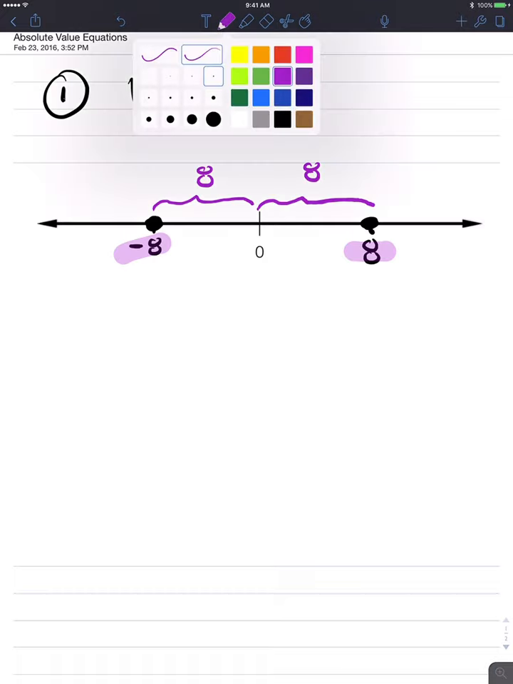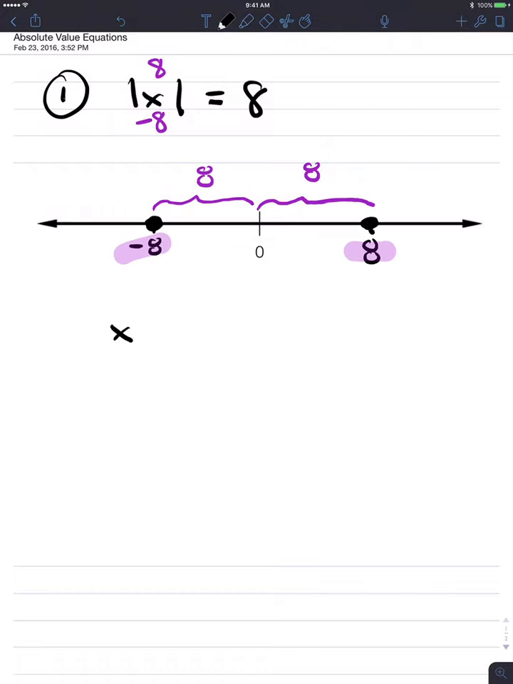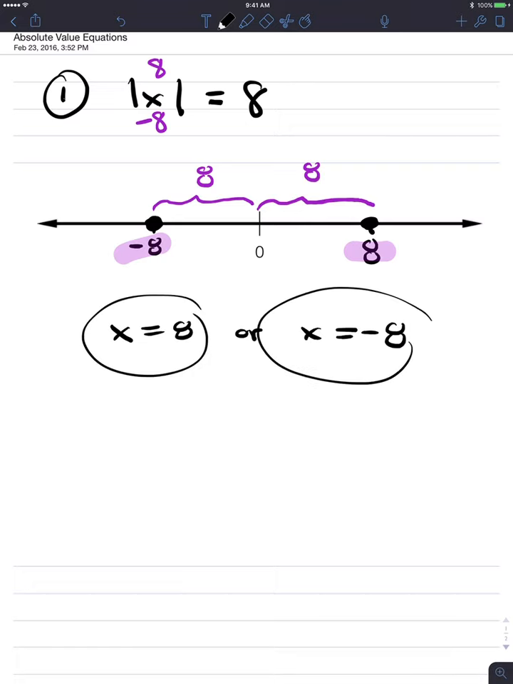So our solution is going to look like the following. We say x is 8 or x is minus 8. These are our two solutions. If we write this in set notation, we're going to see our two numbers listed with a comma between. The solution set is 8 and negative 8. So these two numbers are 8 units away from the origin. And this is number 1.